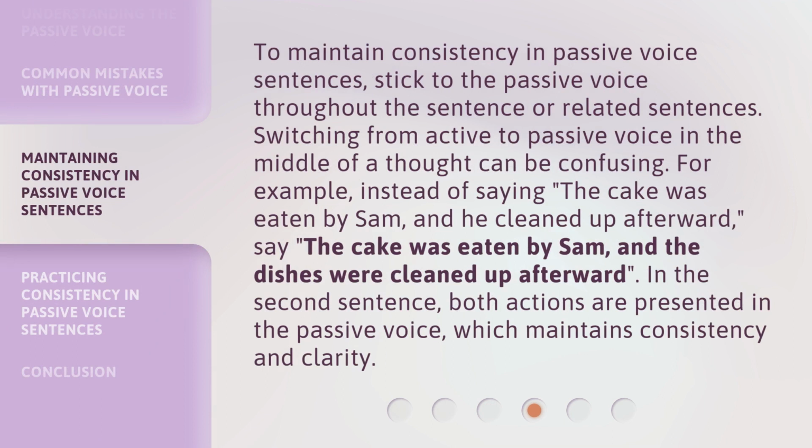To maintain consistency in passive voice sentences, stick to the passive voice throughout the sentence or related sentences. Switching from active to passive voice in the middle of a thought can be confusing. For example, instead of saying, "The cake was eaten by Sam, and he cleaned up afterward," say, "The cake was eaten by Sam, and the dishes were cleaned up afterward." In the second sentence, both actions are presented in the passive voice, which maintains consistency and clarity.